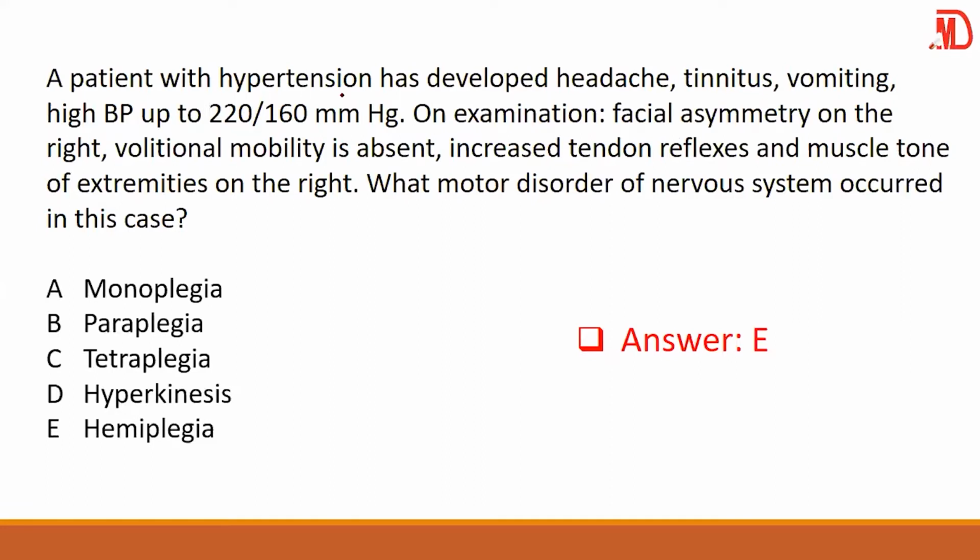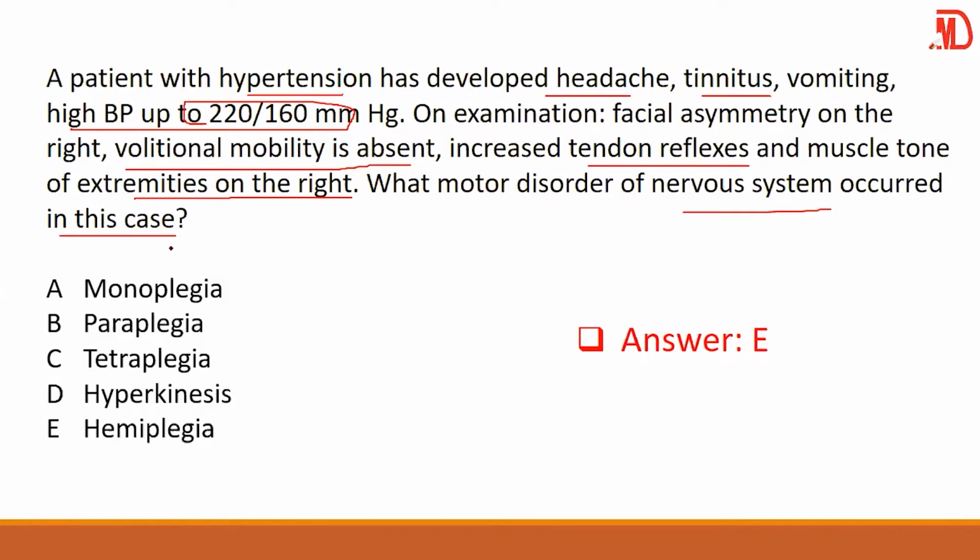A patient with hypertension has developed headache, tinnitus, vomiting, and high blood pressure up to 220 and 160. This is extremely high. Now, on facial asymmetry on the right, there is what? Volitional mobility is absent, with increased tendon reflexes and muscle tone of the extremities on the right. The motor disorder of the nervous system occurred in this case. So, what are we looking for?